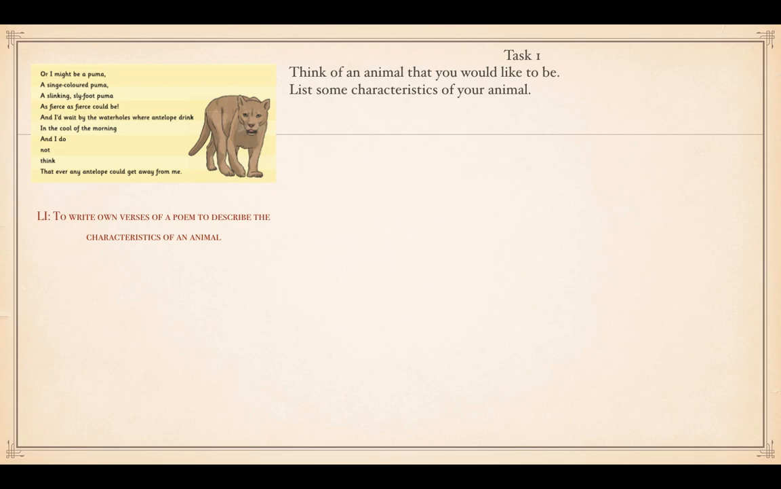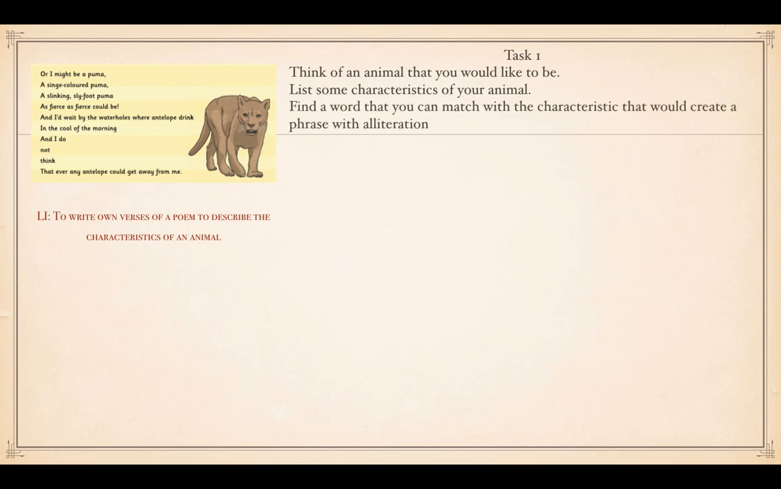Next, you need to list some characteristics of your animal. Now, the puma we know is a single-coloured puma. It means it's one colour. And it has a slinking, sly foot way of moving. And it's as fierce as could be. So those are simple characteristics about the puma. So think of some characteristics of the animal that you choose.